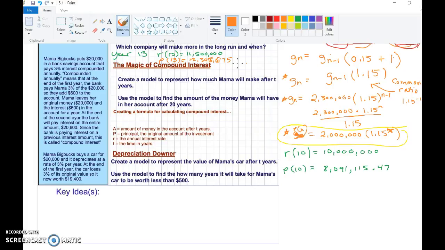Mama leaves her original money, $20,000, and the interest, $600, in the account for a year. At the end of the second year, the bank will pay interest on the entire amount, which is $20,600. Since the bank is paying interest on a previous interest amount, this is called compound interest. So, we're going to create a model to represent how much Mama will make after T years. So let's do that.